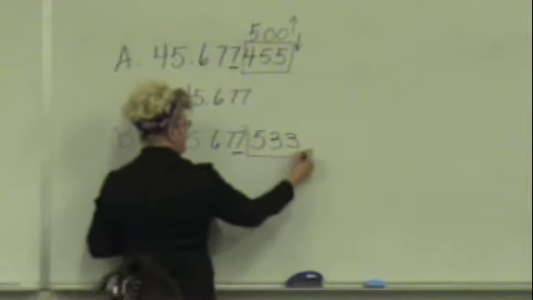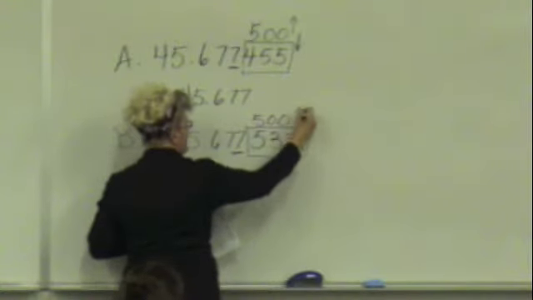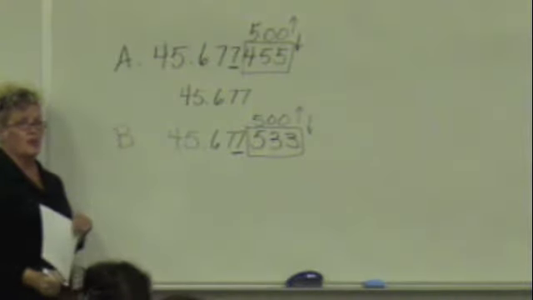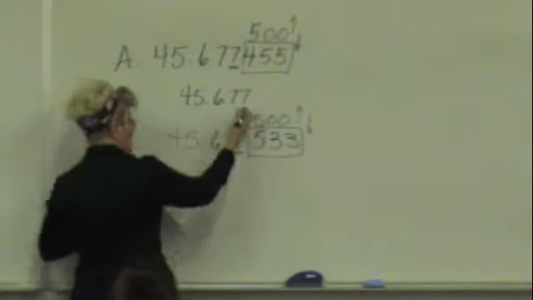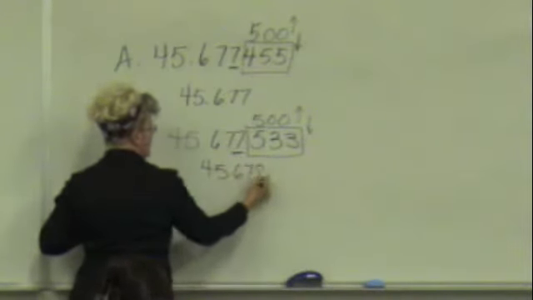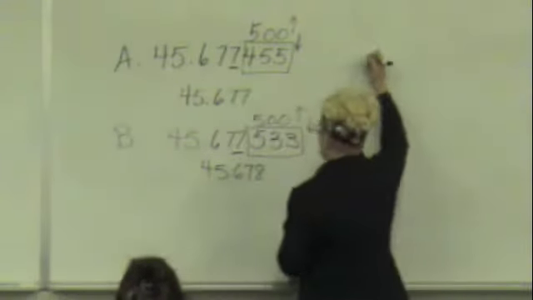Now we're going to look at this. Same question: is it above or below? So what's this one? Above. It's above, so what are we going to do? The 7 turns into an 8. We're going to round it up, right? We have more than half, so we're going to round up. So we have 45.678.